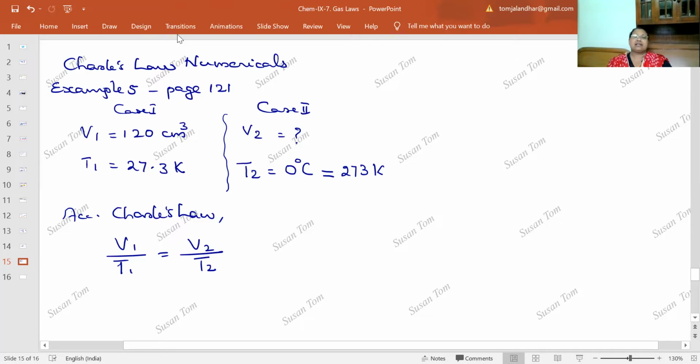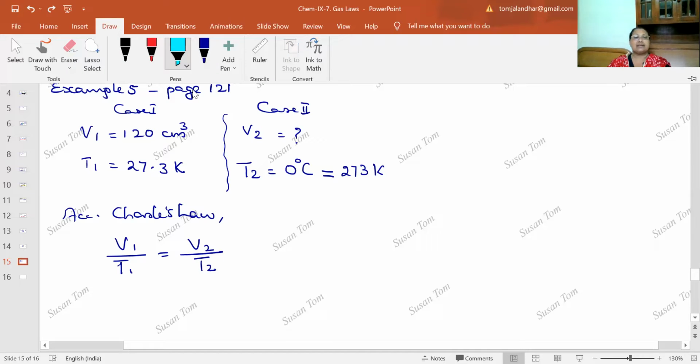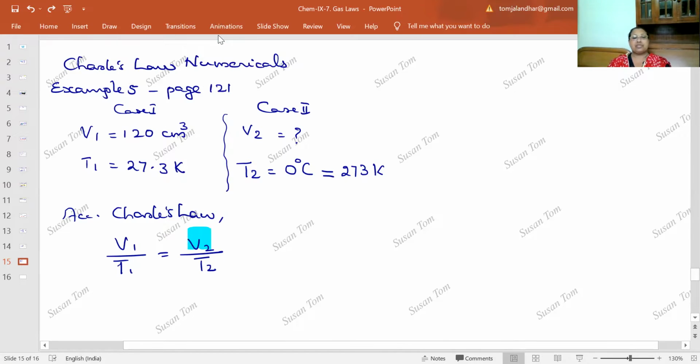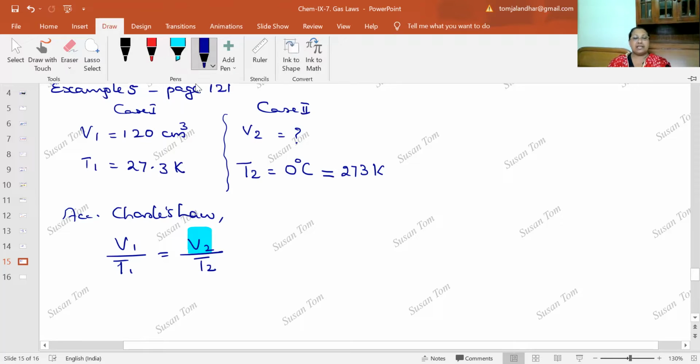Gas means a fixed mass of a dry gas, the volume is directly proportional to the absolute temperature. That's why we have converted the temperature to the absolute scale, the Kelvin scale. Now we have to take V2 as the subject. This is the unknown which we have to find out. Keep V2 there and rearrange.